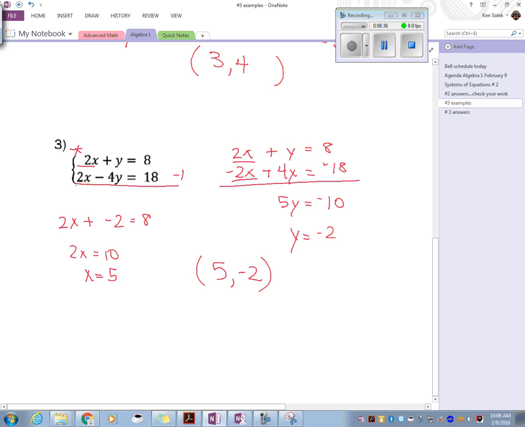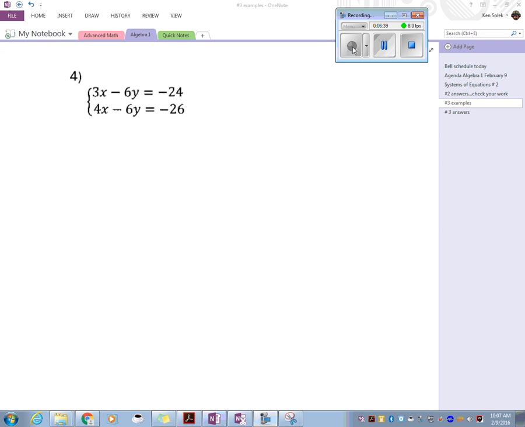Okay, here's number 4. So we want to make the y's cancel out. Again, multiplying one of these equations by -1 would make the y's cancel out, wouldn't it? So it doesn't matter which one you multiply by -1. Pick one. Which one do you think you would pick, Tech One? The bottom one. So let's multiply this equation by -1.